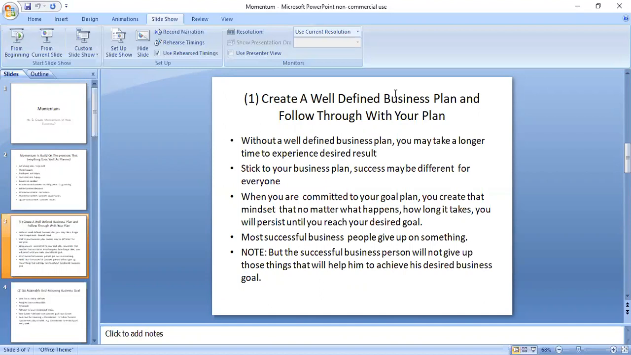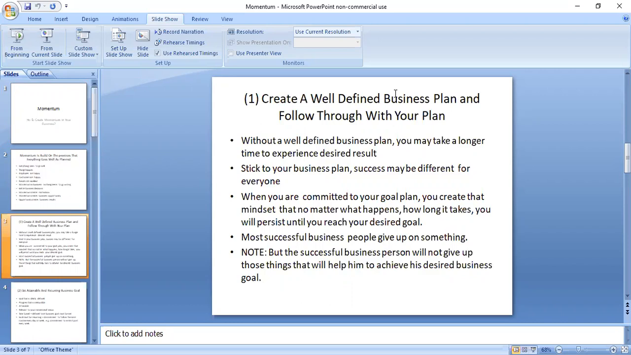The first one is to create a well-defined business plan and follow through with your plan. In order to gain or create momentum, you have to have a well-written plan so that you may follow through on that plan. Without a well-defined plan, you may take a longer time to experience your desired result. And that is indeed true. You'll be rambling around, guessing, not knowing what direction to take at any given time. So you have to have a well-defined plan, and you go through that plan step by step. You stick to your business plan.